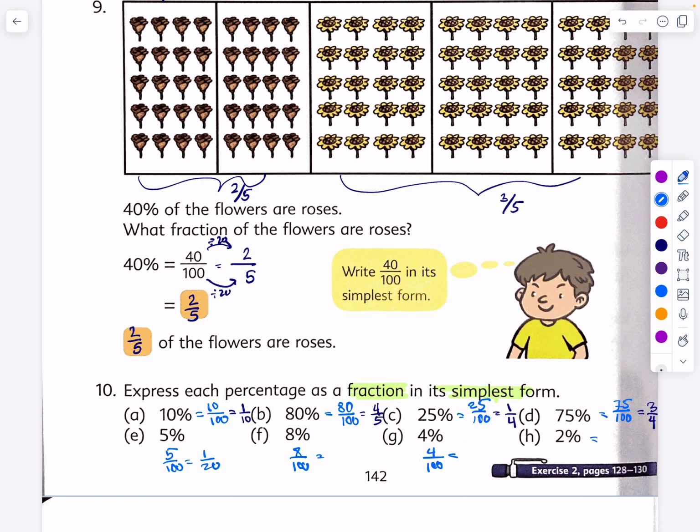8 out of 100 divided by 4 is 2 out of 25. 4 hundredths is 1 out of 25. And 2%, I hope you can jump straight to it. It's 1/50. 1 out of 50 equal parts. I hope you are finding it quite easy.